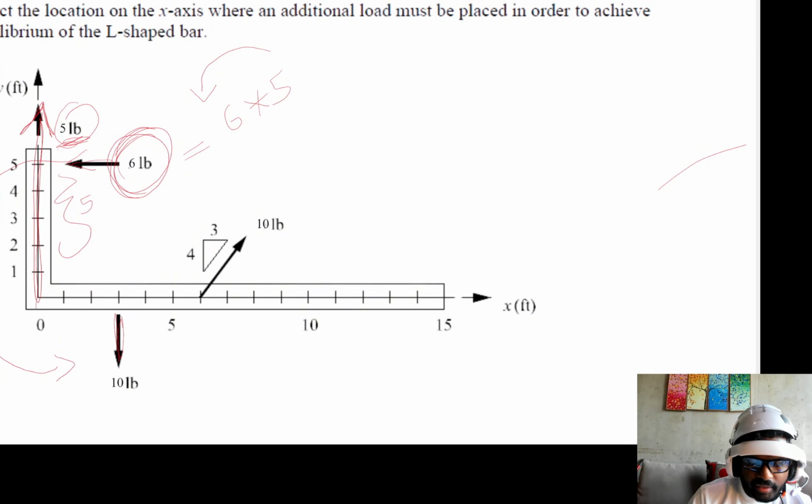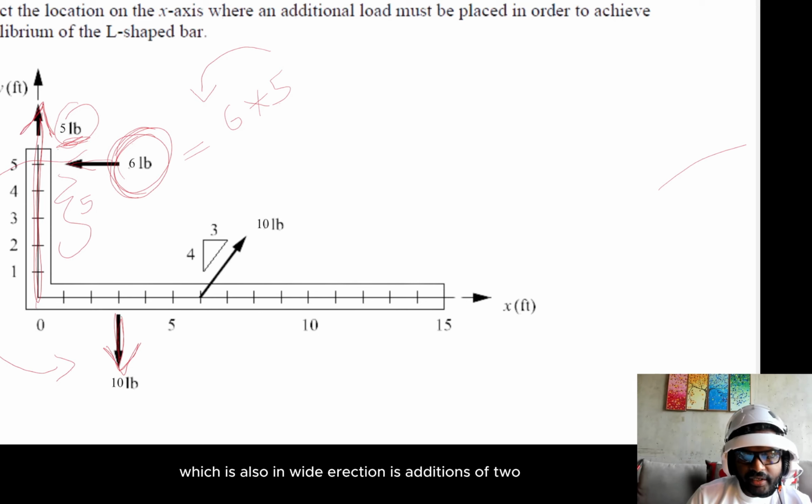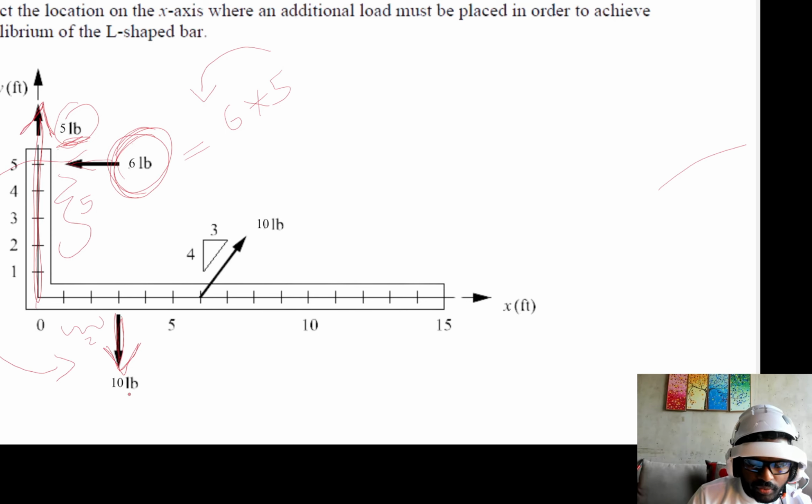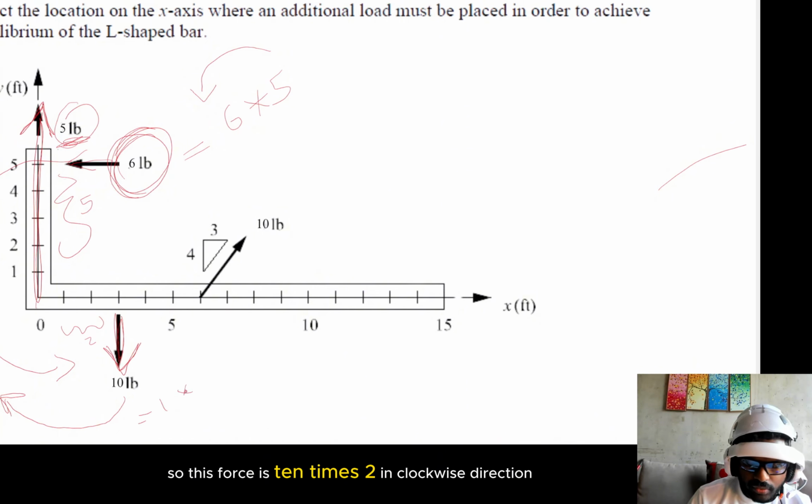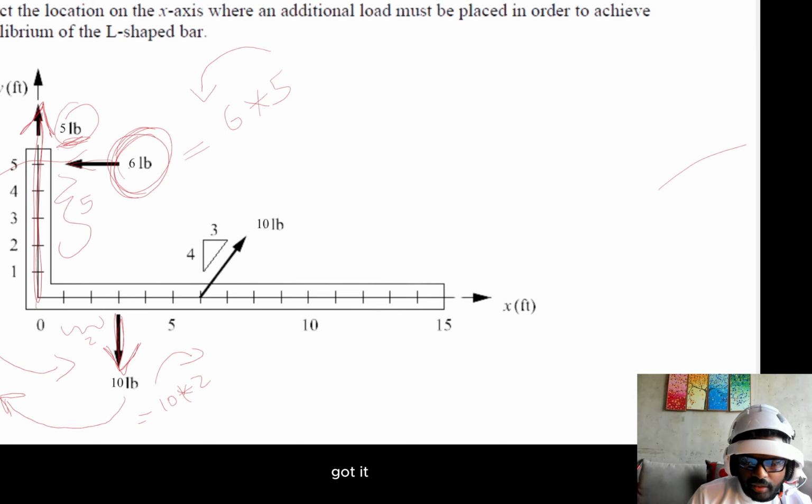Got it? Now, this particular force, which is also in the y direction, is at a distance of 2, and it is going clockwise. So this force is 10 times 2 in the clockwise direction. Got it? Now we have this particular force whose y component is at a distance of 6 from the origin, and its x component is literally going through the origin. So the x component moment will be equal to 0. Only the y component moment will exist.